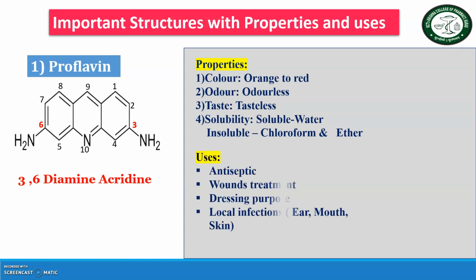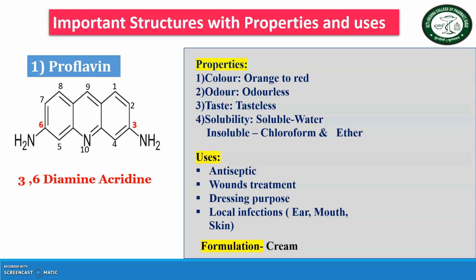Next, from the syllabus point of view, all the structures and theories are covered with the structure, properties, uses, and their storage conditions. In the properties, the important factors are color, odor, taste, and solubility. Color is orange to red, odor is odorless, taste is tasteless. Solubility: it is soluble in water and insoluble in chloroform and ether. Remember, always four characteristics are important: color, odor, taste, solubility.